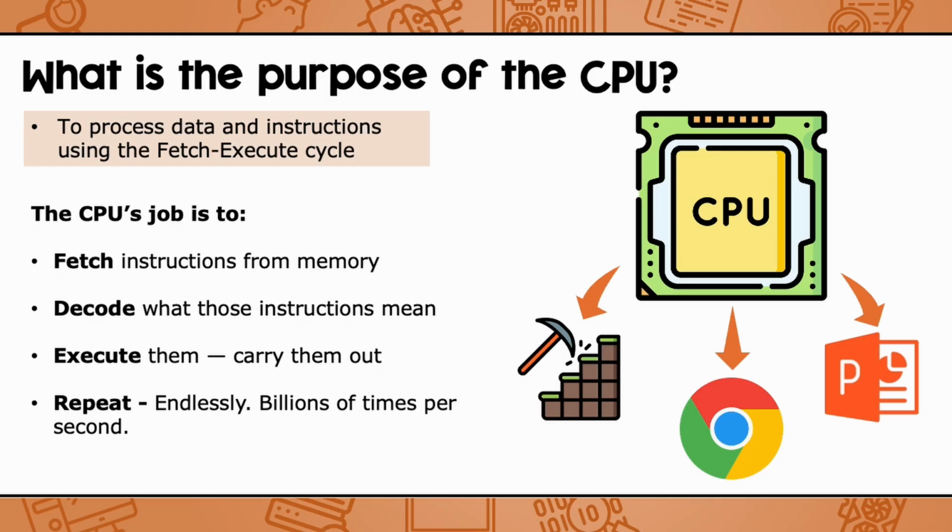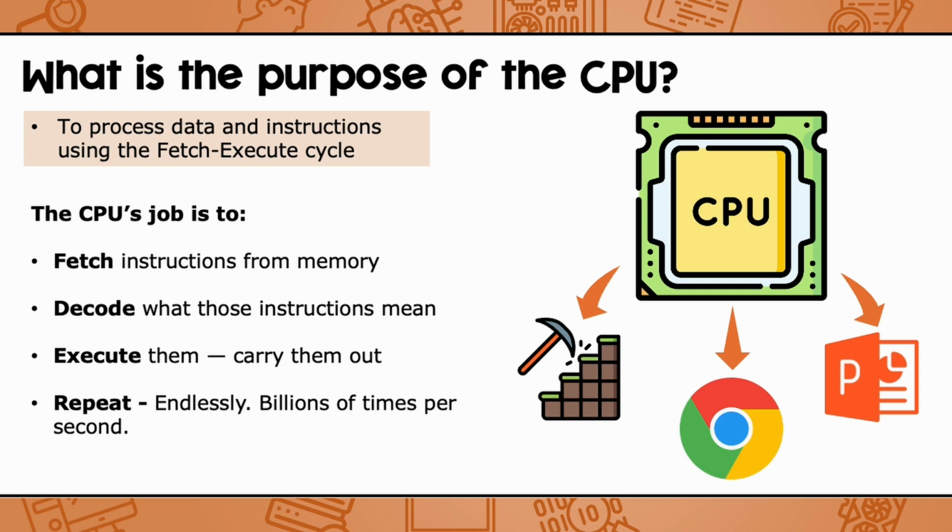The CPU, or Central Processing Unit, is often described as the brain of the computer. Its main purpose is to process instructions and data by repeatedly performing the Fetch, Decode and Execute cycle. Every program, every app and every action carried out on a computer is broken down into tiny instructions that the CPU handles one at a time. Whether that be opening up your favourite video game, accessing your favourite website using Chrome, or creating a presentation using PowerPoint, your CPU will fetch the instructions from memory, decode those instructions and then execute them endlessly, billions of times per second.